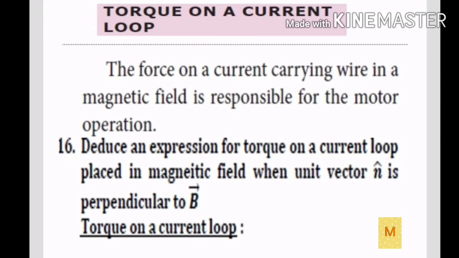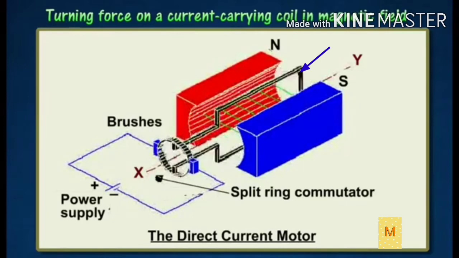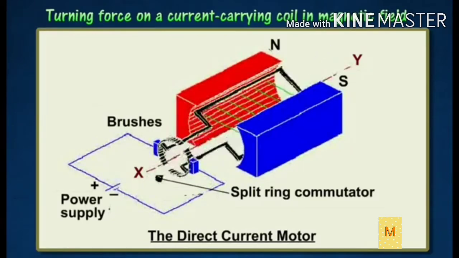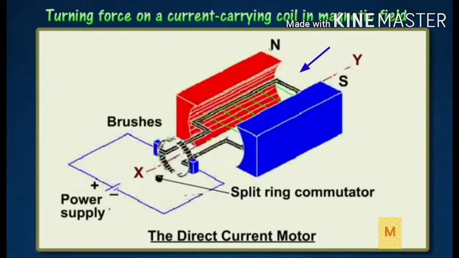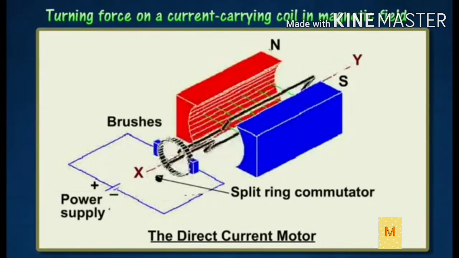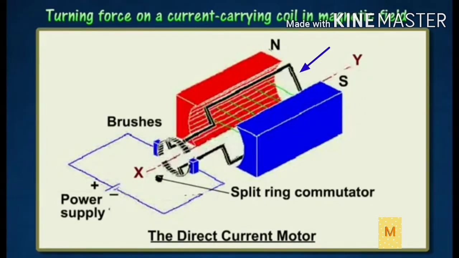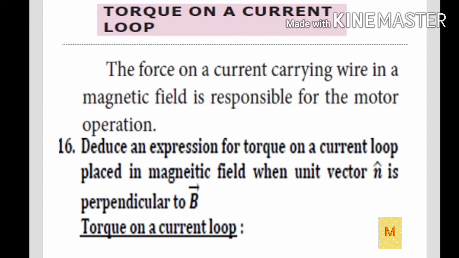Next one is torque experienced by a current carrying loop. When a current carrying loop is placed in a uniform magnetic field, it will experience a turning effect. That turning effect is called torque. This torque effect is responsible for the motor operation.